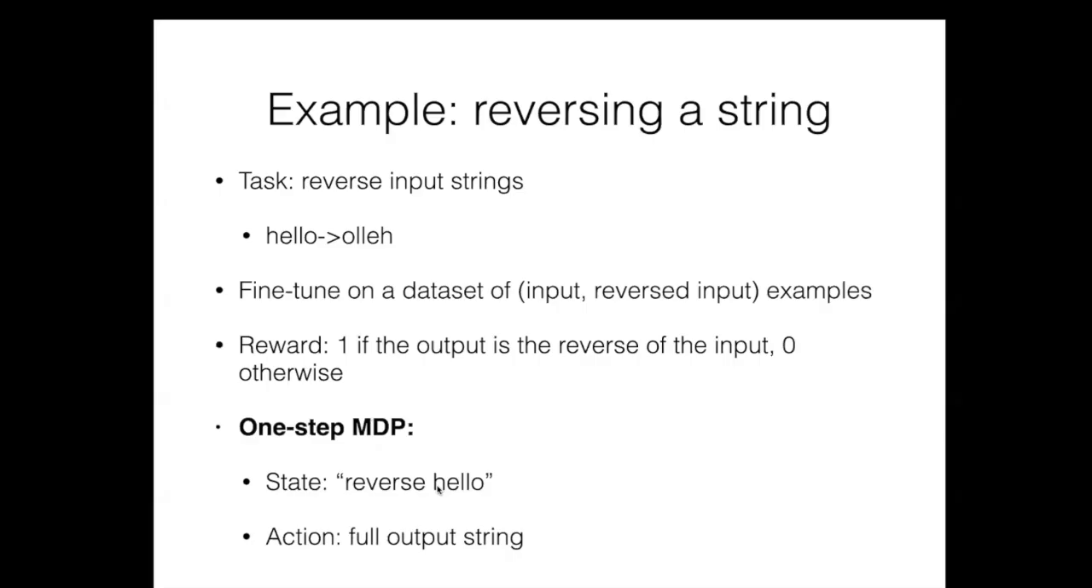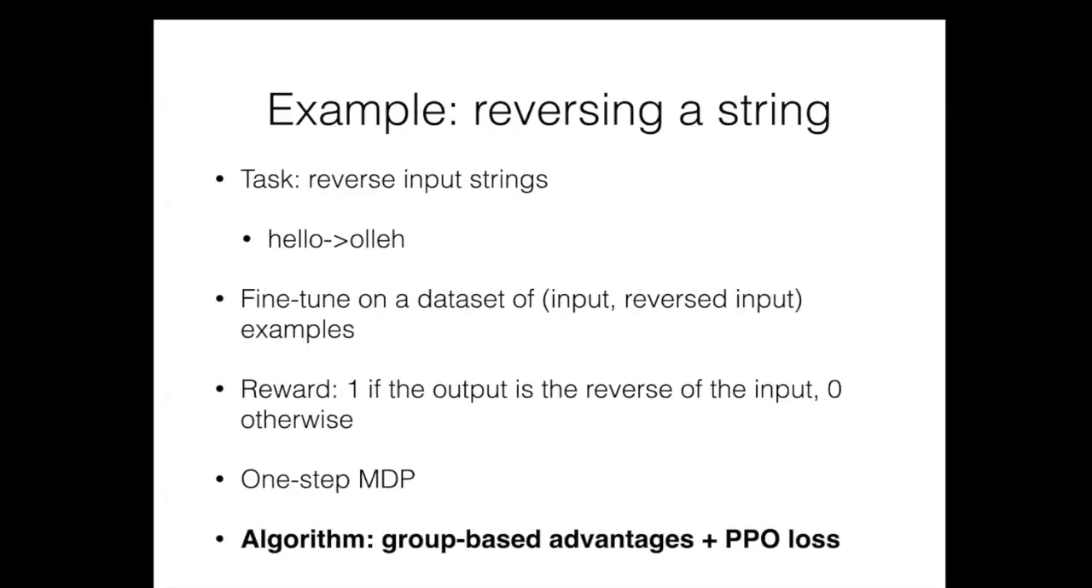Okay, so if we frame this as an MDP, we can just use this really simple one-step MDP that I was mentioning, where you have your state, which is the prompt, and then your action will be the full output string. So now we can think about actually using some reinforcement learning algorithm, and we could think about which loss will we use? As a spoiler, we'll use the PPO loss from the previous lecture.